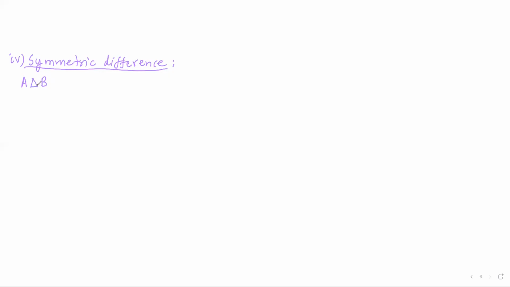This is the sign of symmetric difference, and this symmetric difference is equal to A union B minus A intersection B. That is, from the A union B, if you subtract A intersection B, then you will get A symmetric difference B. If I draw the Venn diagram for this portion, then it will be clear.